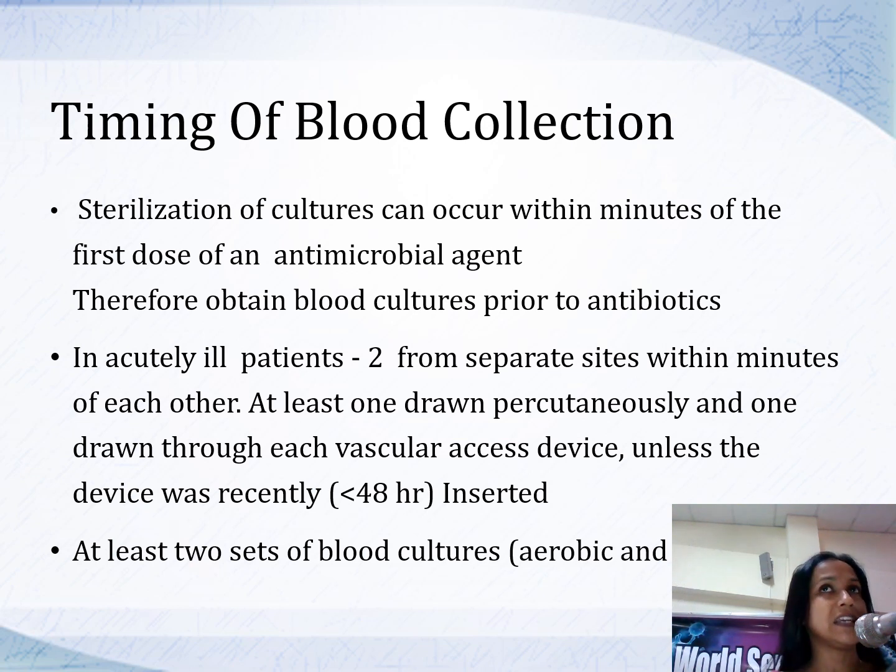Ideally, it should be taken from 2 places and 2 sets, one for aerobic and one for anaerobic. And if the patient is on a central venous catheter or some sort of vascular access device, if it was inserted more than 48 hours ago, you have to take a blood culture from that as well. So I hope that's clear. You need 2 blood cultures from 2 places, aerobic and anaerobic. So altogether 4 ideally.